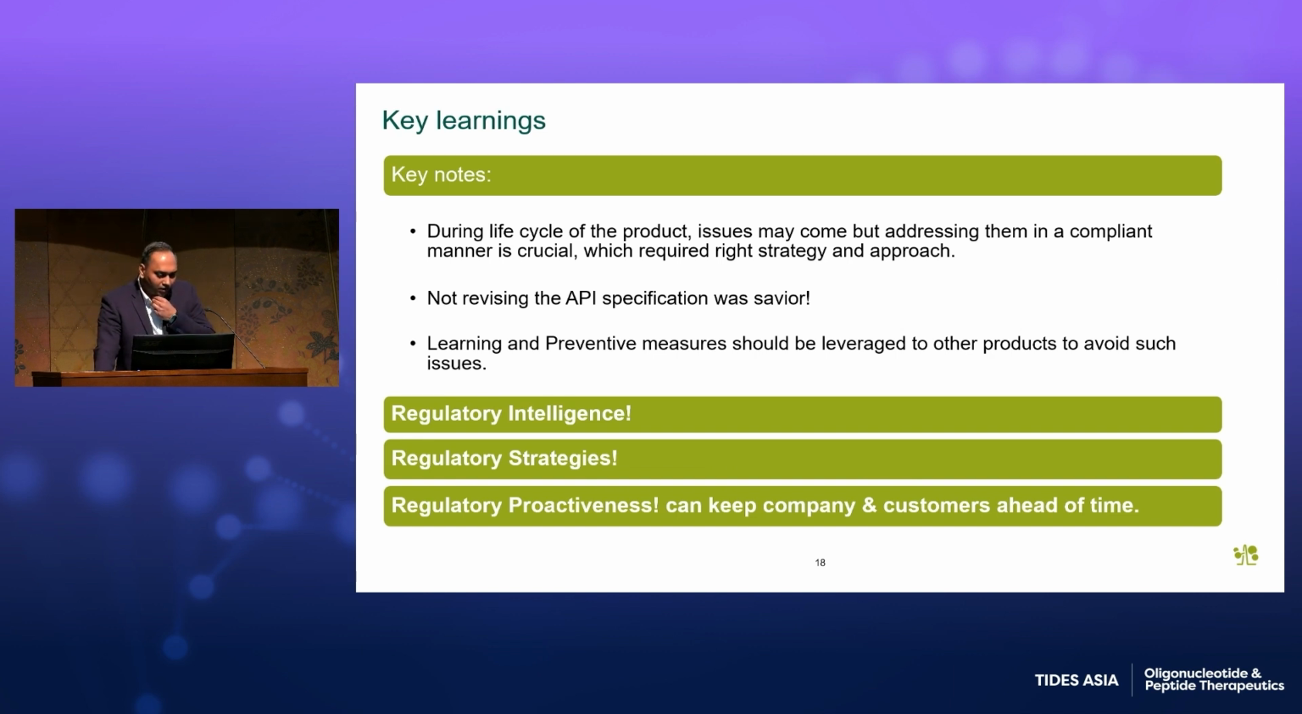So if you see the keynotes, during the life cycle of the product, such issues may arise, but addressing them in a compliant manner is crucial, which requires the right strategy and approach. And not revising the API specification in this case was the savior. Learning and preventive measures should be leveraged to other products to avoid such issues. Typically, I like to highlight that regulatory intelligence, regulatory strategy and proactiveness can keep the company and customer ahead of time.